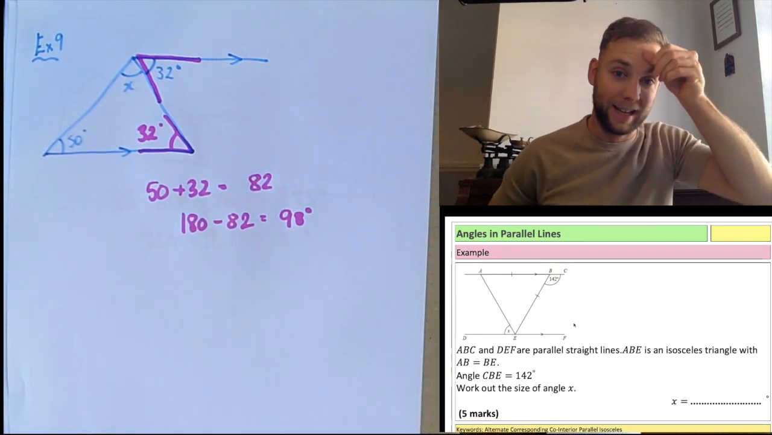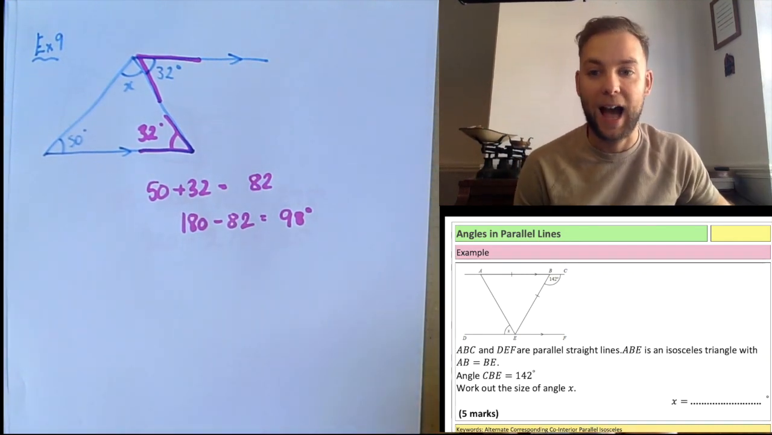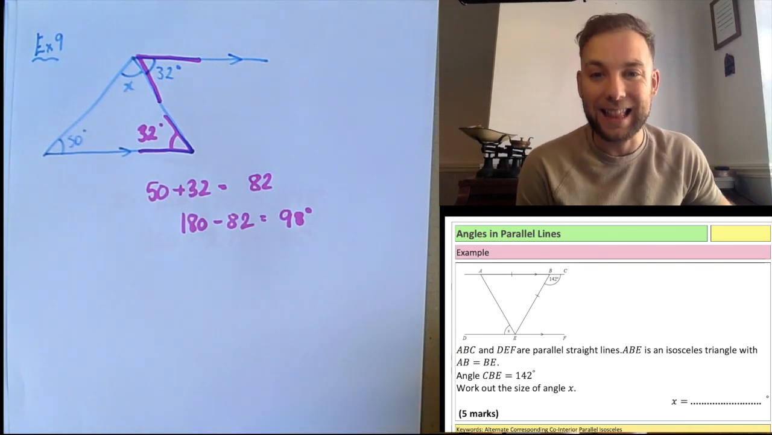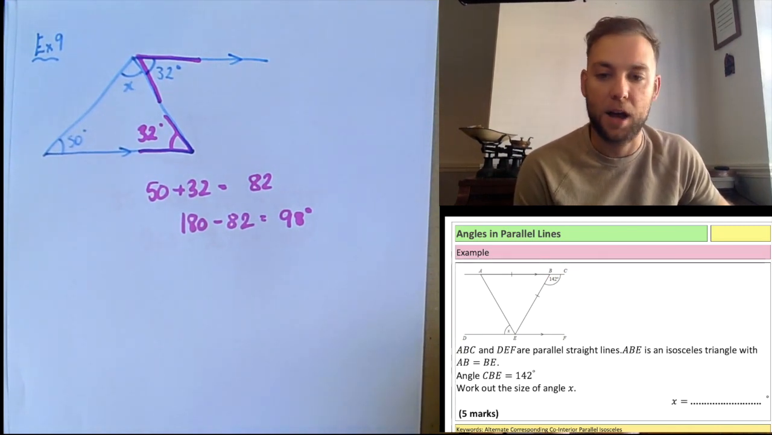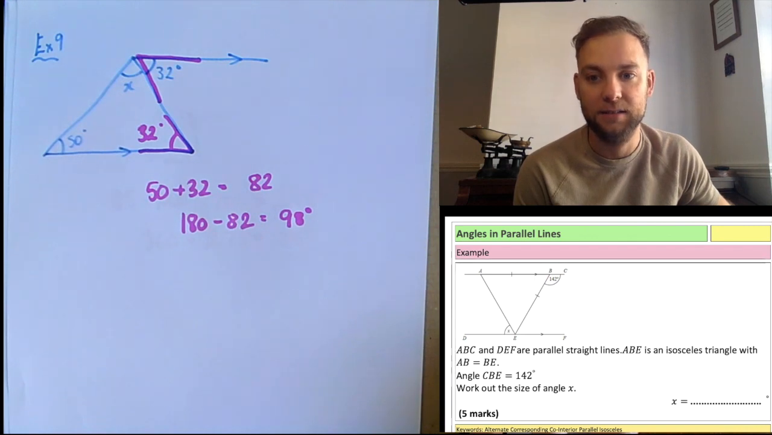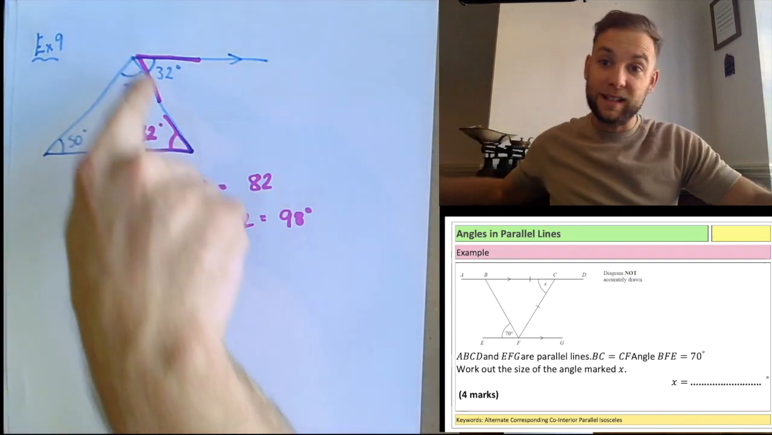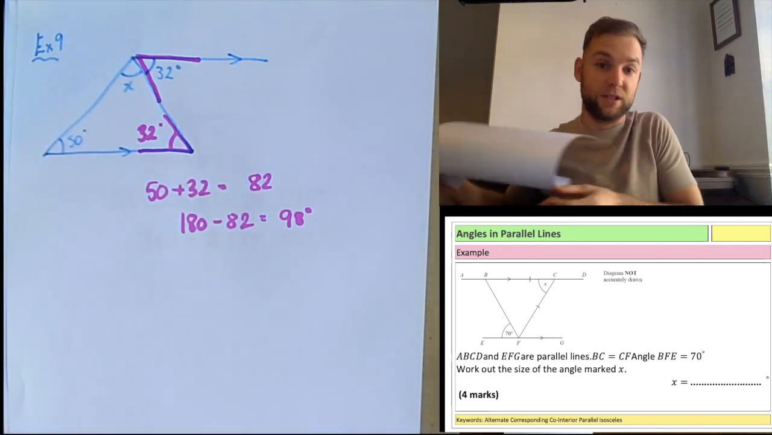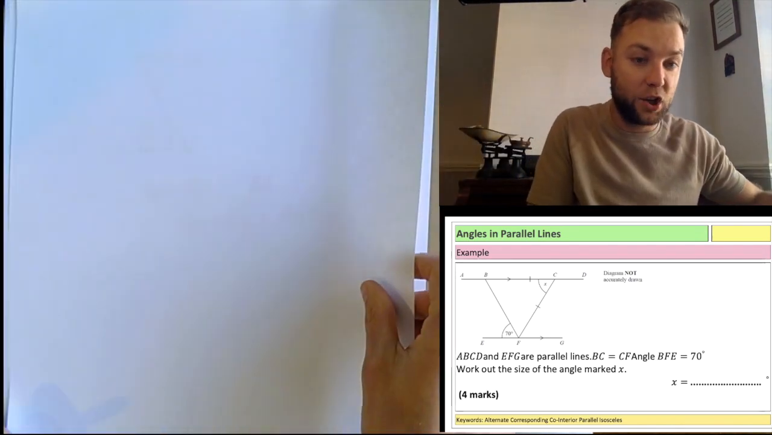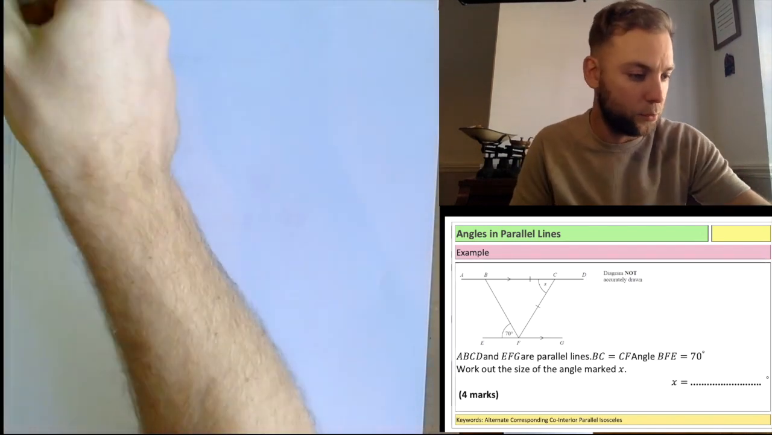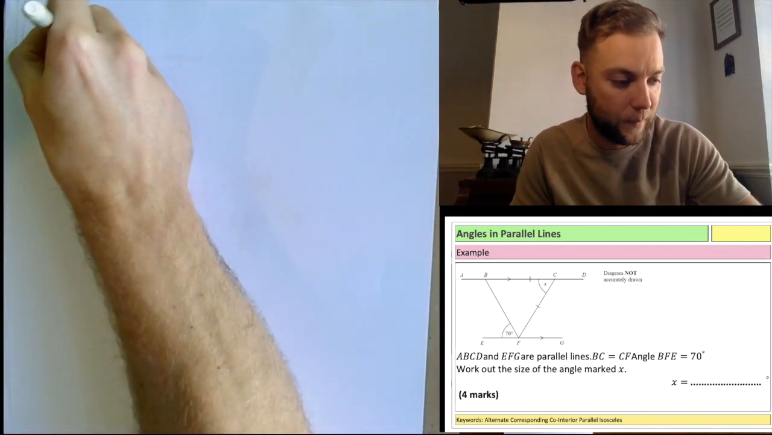So, example 9. We've got another one here. Now, this one here is looking at isosceles triangles and looking at angles in parallel lines. So, let's draw it out first of all. Again, notice I said that triangles tend to come up in these type of questions. Then this is 4 marks. This has actually come up on a past paper question. Example 10 this is now.